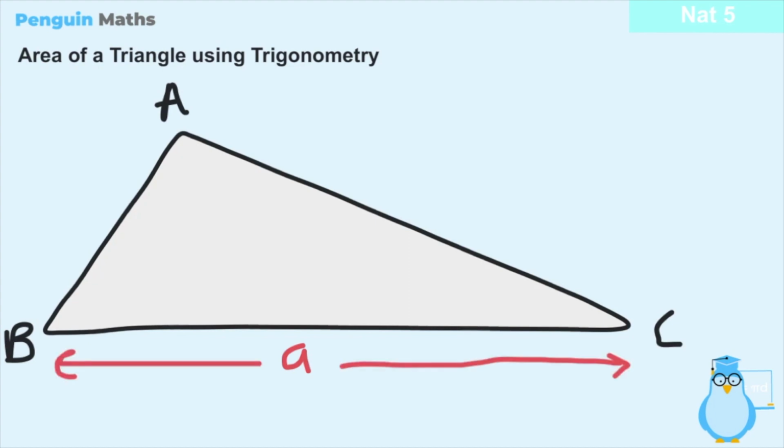Now for side B, we have to figure out where the angle B is, which is this angle here, and the side opposite is going to be this side right here. So I'm just going to label that small b.